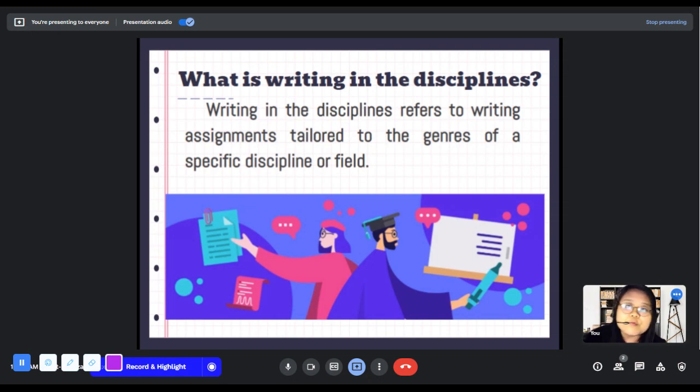Next, we have what is writing in the disciplines. Again, writing in the discipline refers to writing assignments tailored to genres of a specific discipline or field. Writing in the discipline is also called academic writing, and take note that it changes depending on the discipline that you're going to write about. Expectations and requirements are, of course, different from one another.